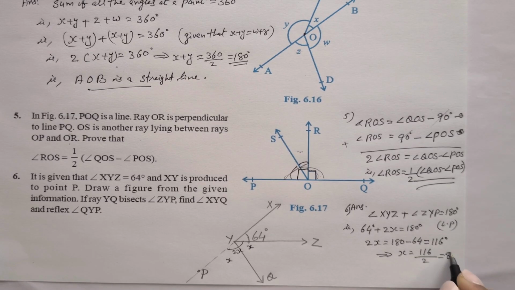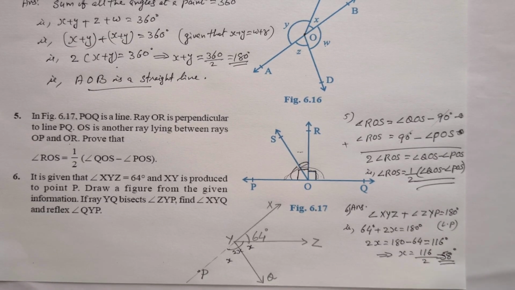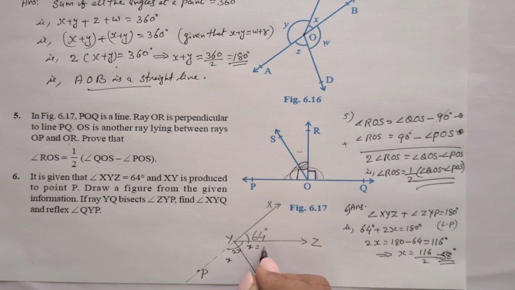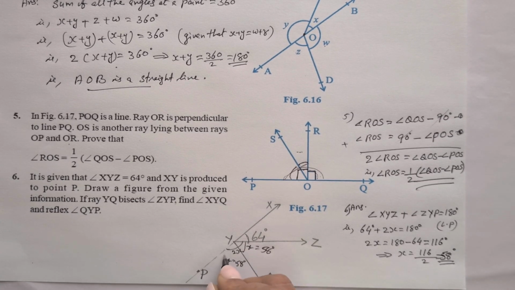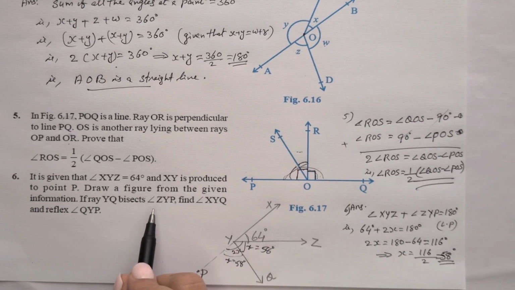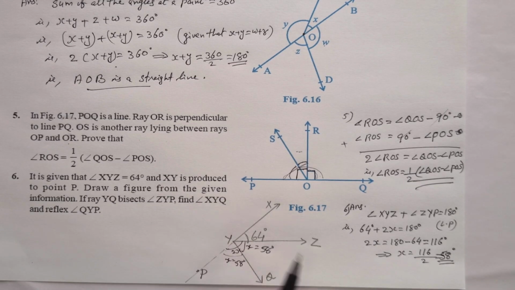That means 58 degree. So each one is equal to 58 degree. This also 58 degree. This angle. Total that is 2x. So x we got as 58 degree. Here we have to find XYQ.